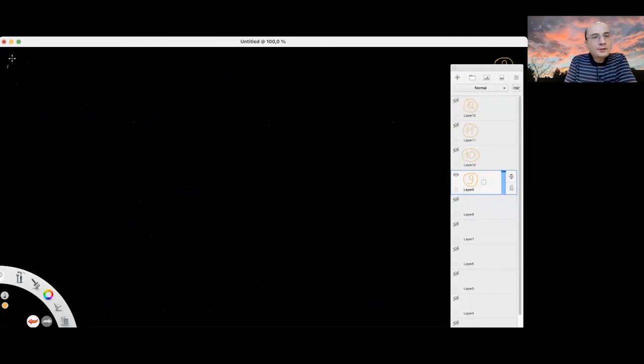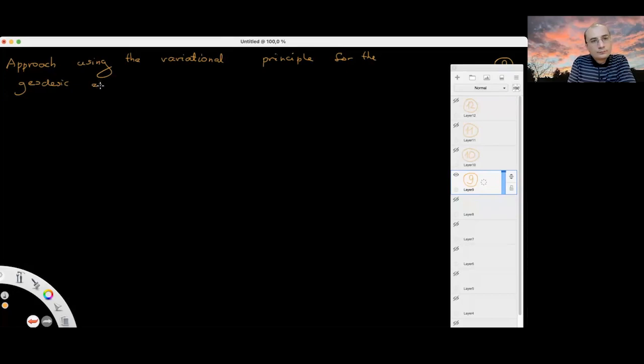Okay, now we will use the second approach, using the variational principle for the geodesic equation. So the idea is the following. We will simply derive the equations in this form, but written explicitly, with explicitly mentioned functions over here. And then we just read off the coefficients Γ^A_BC from these equations, one after another.